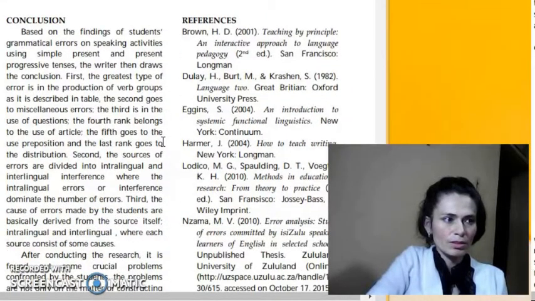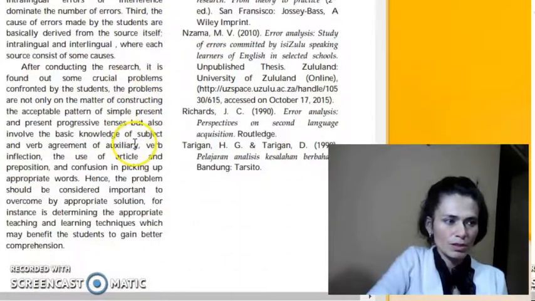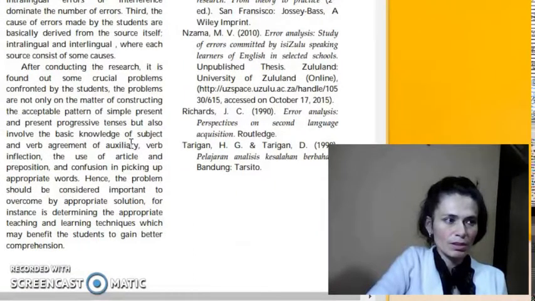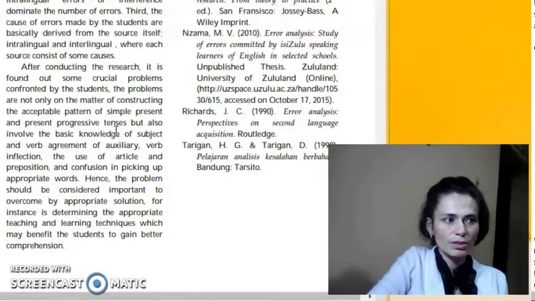The problems were not only related to the construction of acceptable patterns of simple present and present progressive tenses, but also involve the basic knowledge of verb and subject agreement, the inflection of the verbs, the use of articles and prepositions, and confusion in picking the appropriate words. Therefore, the problem should be considered and an appropriate solution found, for example, teaching and learning techniques that can benefit the students to get a better understanding.